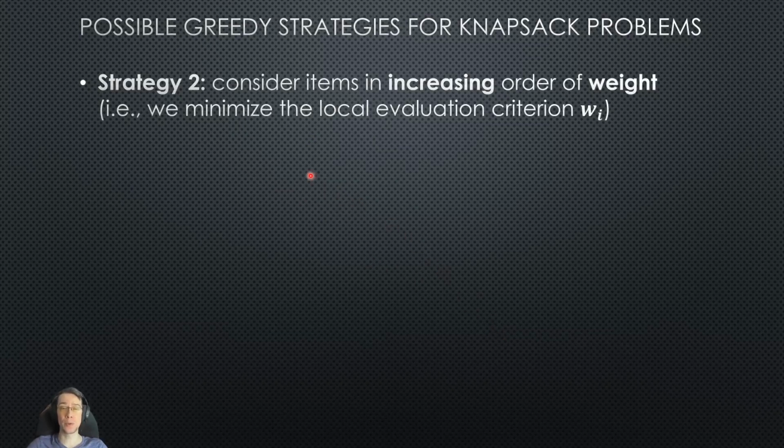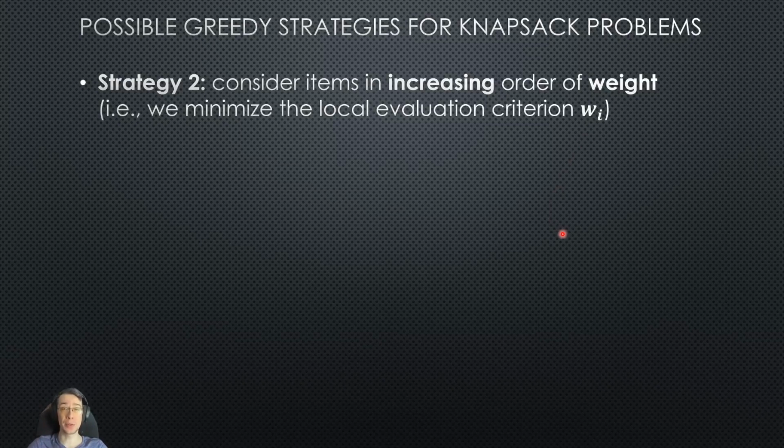Okay, well, what about a second strategy where we consider items in increasing order of weight? In other words, we try to minimize the local evaluation criterion W_i. So we're always picking the item that has the smallest weight. We're going to take very light items, thinking hopefully that'll allow us to take lots of them and get a high profit. Well, is this optimal? I might give you a second to think about this and see if you can come up with a counterexample.